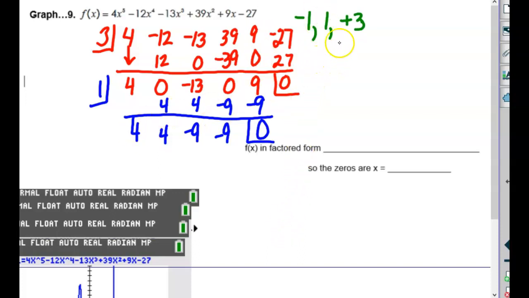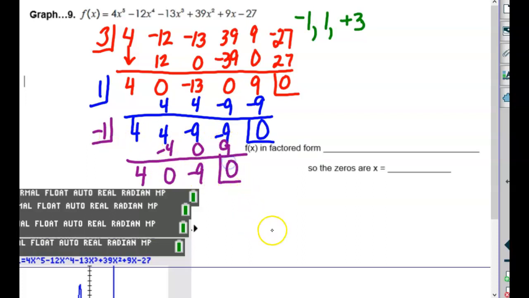Anyway, we have one more we know for sure was a -1. And again, you could have done these in any order. You would have got the same thing at the end. Bring down the 4. That'll be -4. Add is 0. Multiply is 0. Add is -9. Multiply, get +9. We got 0. Okay. So I have zeros at -1, 1, and 3, but it's a degree 5, so unless we have a multiplicity, we have a couple more zeros to find.